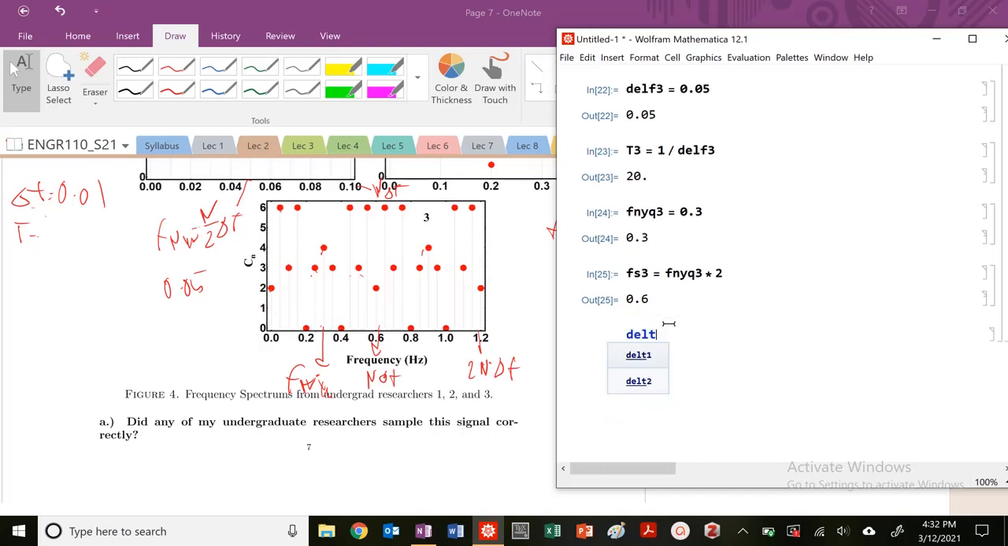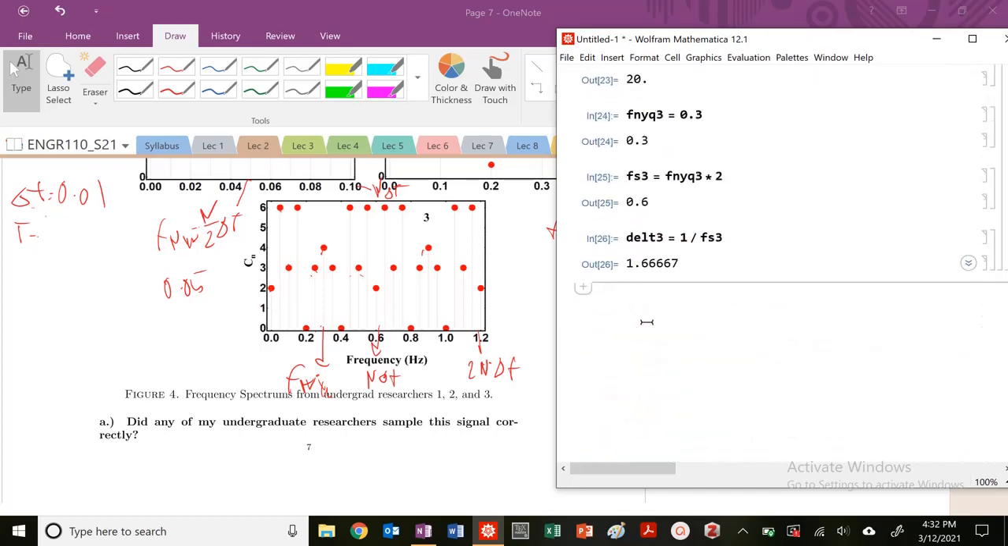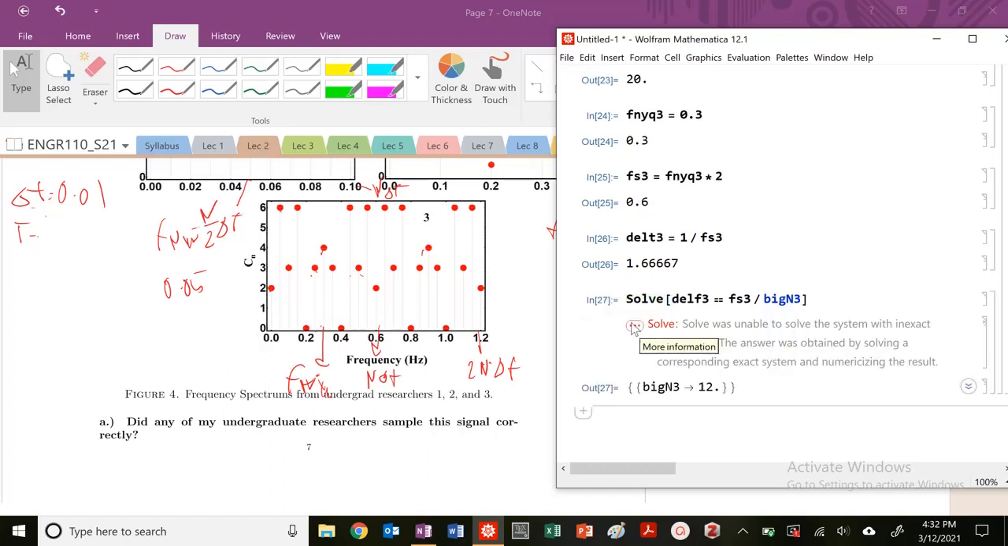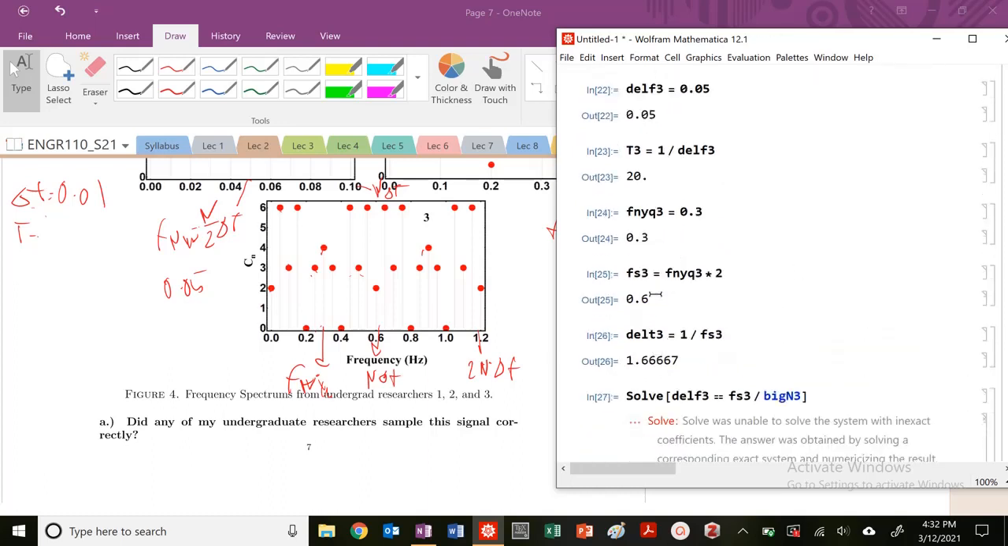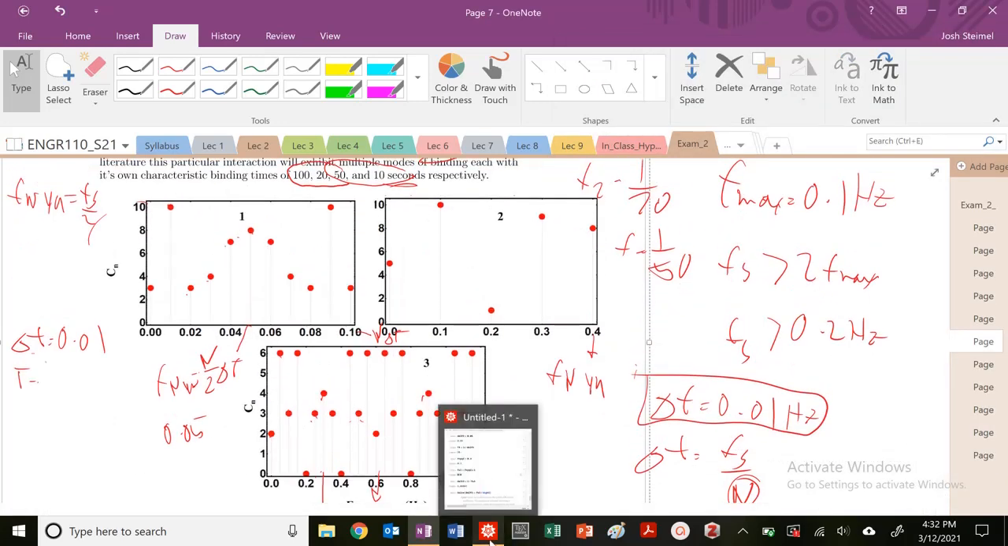I could do my delta t 3 equals 1 divided by f sub s 3. And now I could go again and do the last one. So I could solve for my big N. So solve for del f3 set equal to f sub s3 divided by big N3. So again, my f sub s is fine. It's greater than 0.2 hertz. So we're good to go on that side of things.